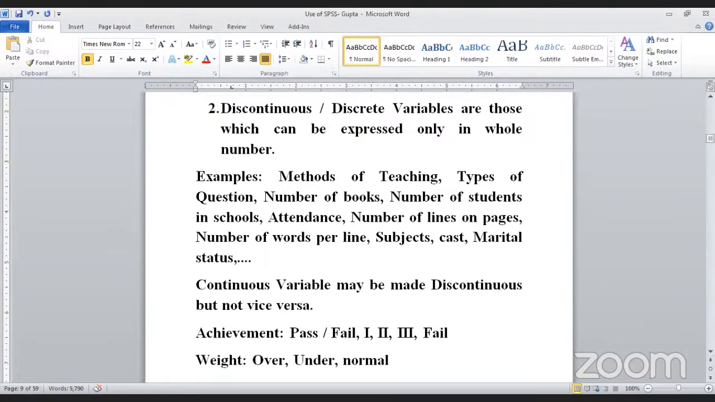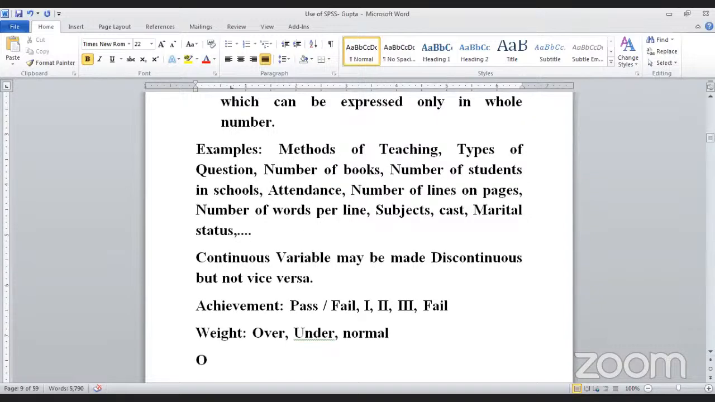Your methods of teaching, you cannot make continuous. Your types of questions, you cannot make continuous. Your number of the books, you can't make continuous. So therefore, this is important. I hope you have understood it.